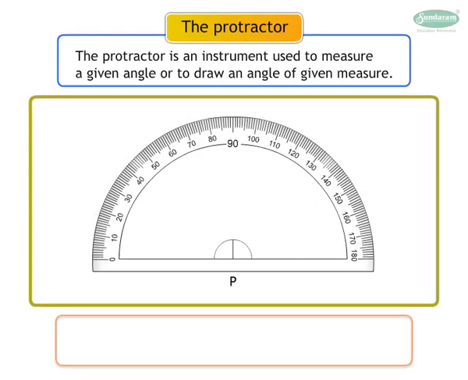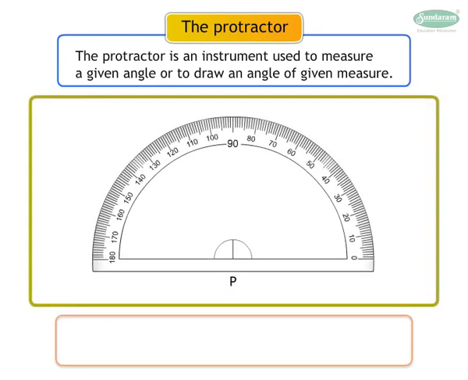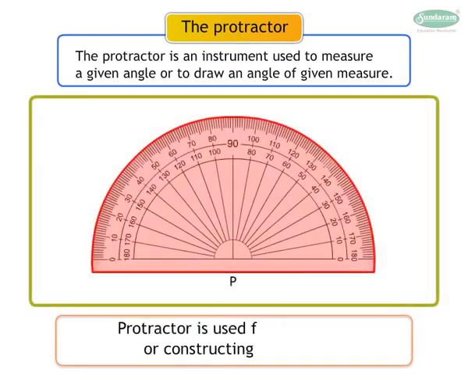In the first figure, the numbers 0, 10, 20, 30 until 180 are marked serially from left to right. In second figure, the numbers 0, 10, 20, 30 until 180 are marked serially from right to left. The center of the circle, of which the semicircle is a half, is called the center of the protractor. Its diameter is called the reference line of the protractor. Protractor is used for measuring or constructing an angle.